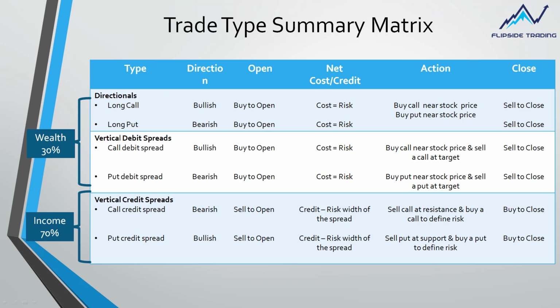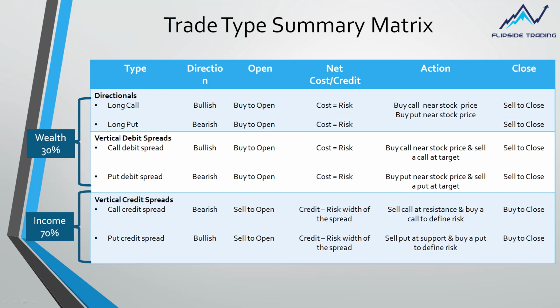We're going to be long that position. We're going to go ahead and buy it to open. Since it's a debit, so we bought something, our risk is going to be the cost of the trade. And when we exit, we're going to go ahead and sell it to close.